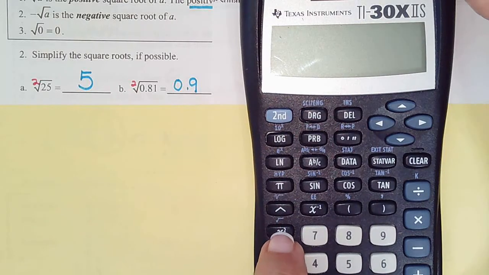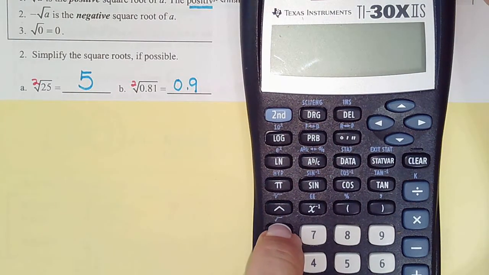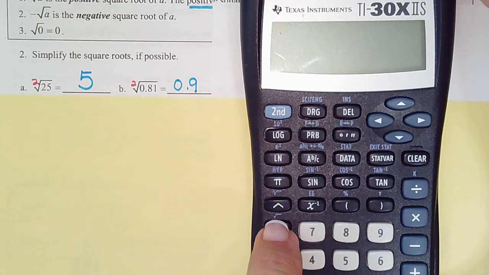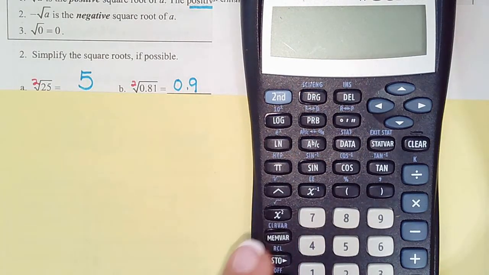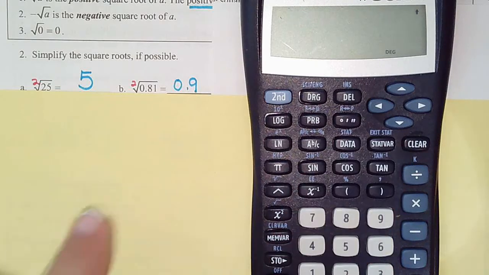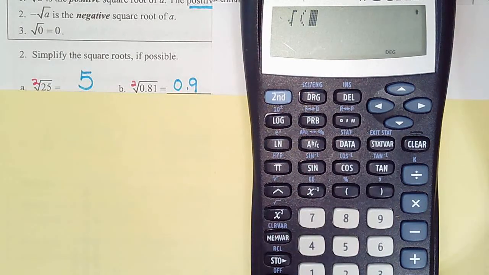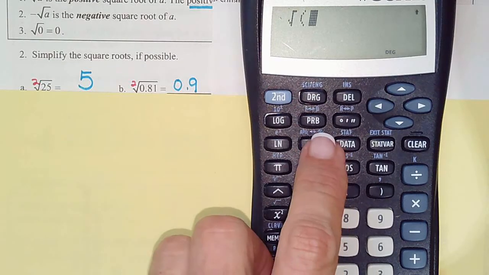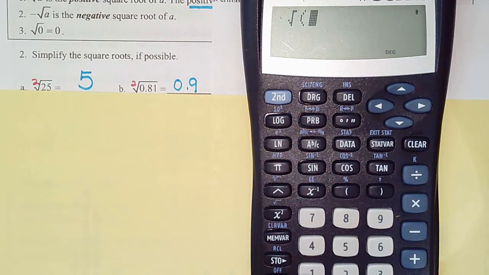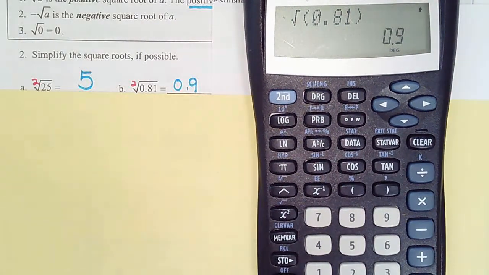So the square root key is right above the squared key. See that? And see how it's an empty radical? Like here, there's an x in the little crook. Here it's empty, so that means square root. So if I wanted to do the square root of 0.81, I do second square root, whoops, turn on the calculator, Norris. So second square root, and it's second because it's above a key. So anything in the blue, anything above, you have to access using the second. And then you type in 0.81, close your parentheses, and that gives us 0.9.